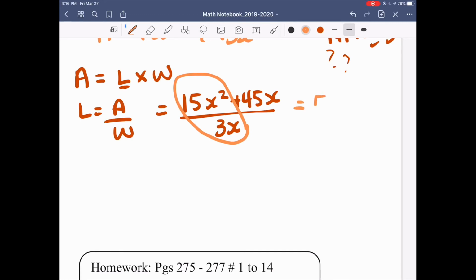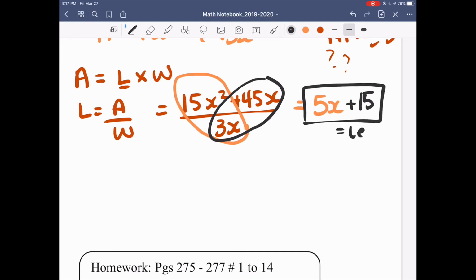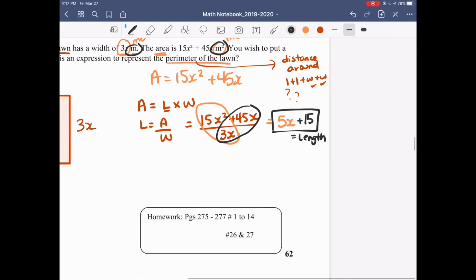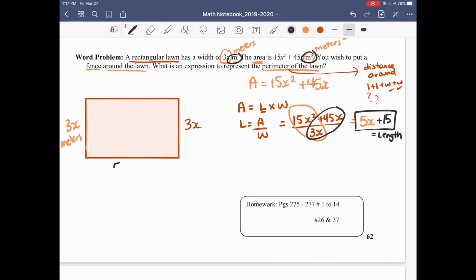15 divided by 3 is 5. X squared divided by x is x. And then 45x divided by 3x. 45 divided by 3 is positive 15. X divided by x is nothing. It cancels out. So this is our length right here. Now that we have our length, we can actually find our perimeter because our length is 5x plus 15, which is the same on both sides because it's a rectangle. And we know our perimeter is length plus width plus width.